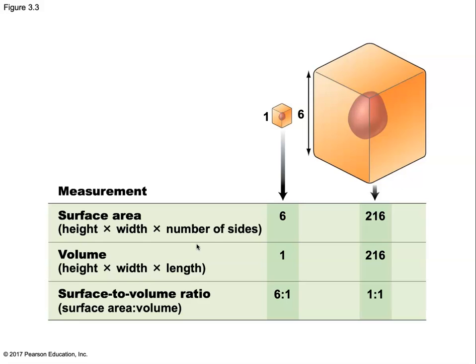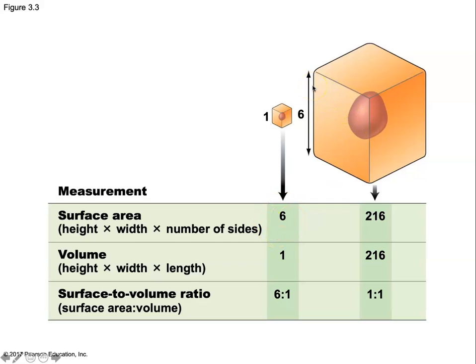What we see here, we have two cubes of differing sizes. The surface area is calculated by the height multiplied by the width multiplied by the number of sides. In this first cell, we have a cell that is 1 cubic centimeter. Because it has 6 sides, its height is 1, its width is 1, its number of sides is 6, it's going to have a surface area of 6.